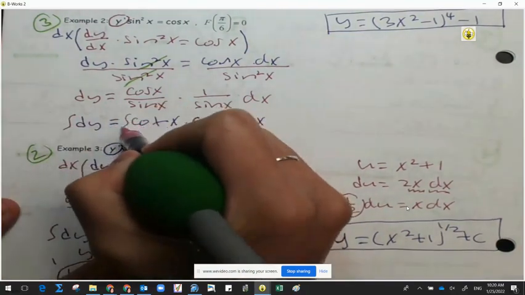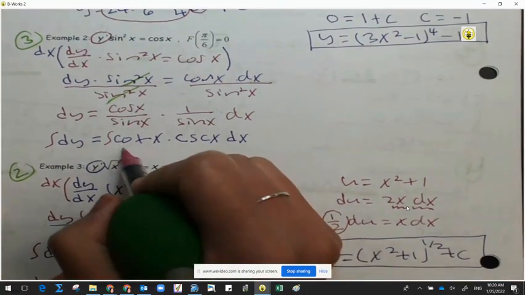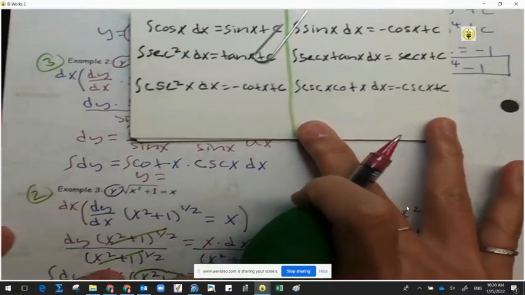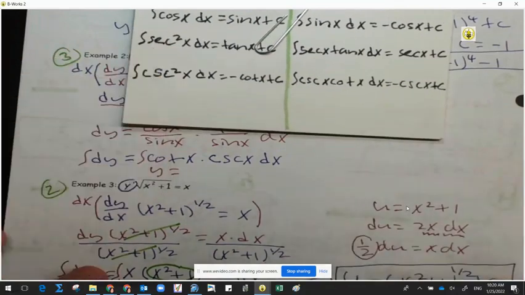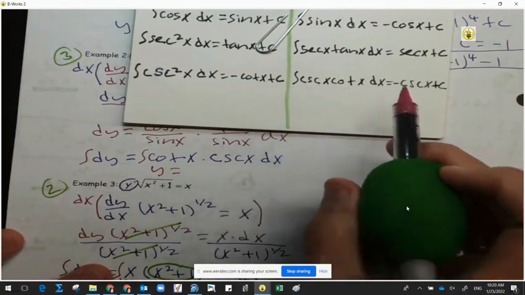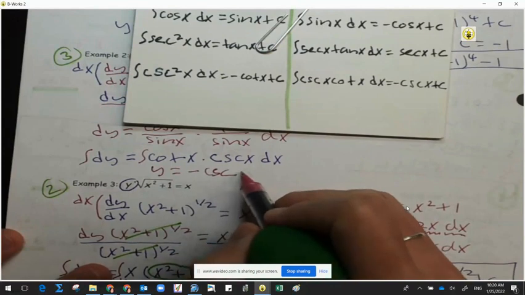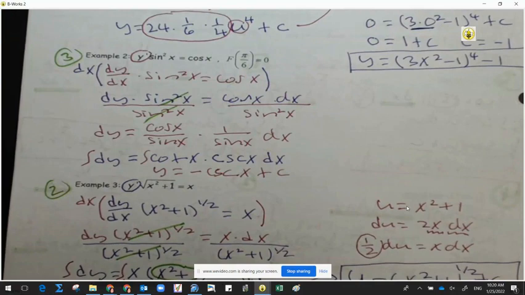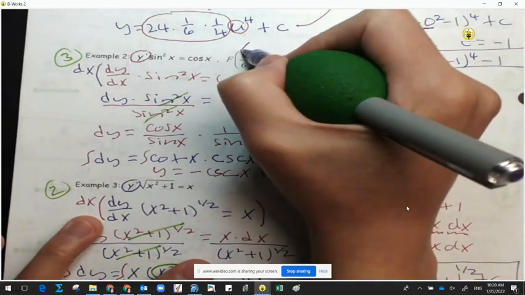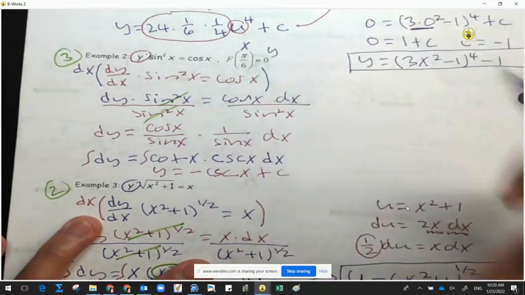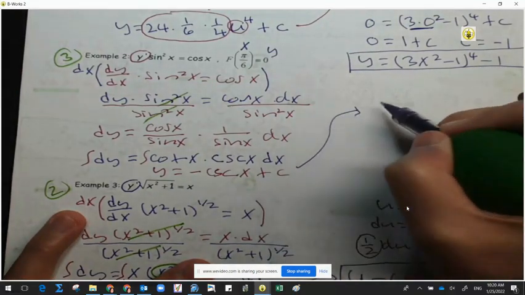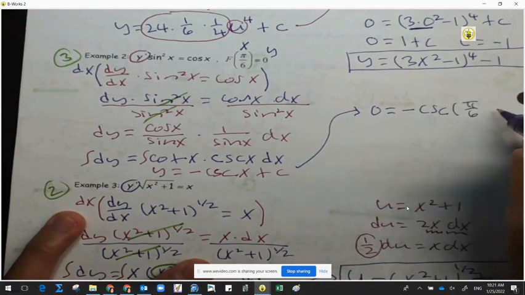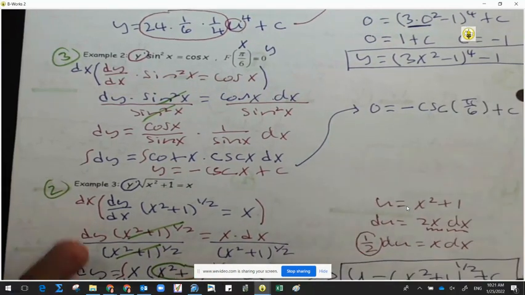Let's go ahead and integrate. When I integrate, I get y is equal to the following. And here's a reminder. These, hopefully, you're memorizing every day. So when I integrate cosecant cotangent, that gives me negative cosecant. And we have plus c. So then we know my x is pi over 6 and my y is 0. Let's plug it in. 0 is equal to negative cosecant of pi over 6, and then we got plus c.